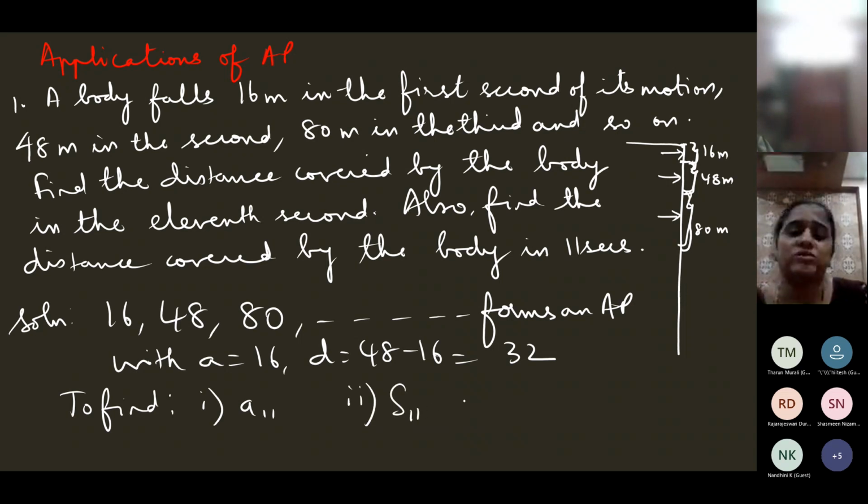For S11, you can use the formula n by 2 times the first term plus the last term, because you would have found A11, or the other formula also. Yeah, children, please work. A11 is equal to 336. And S11 is equal to 1036.